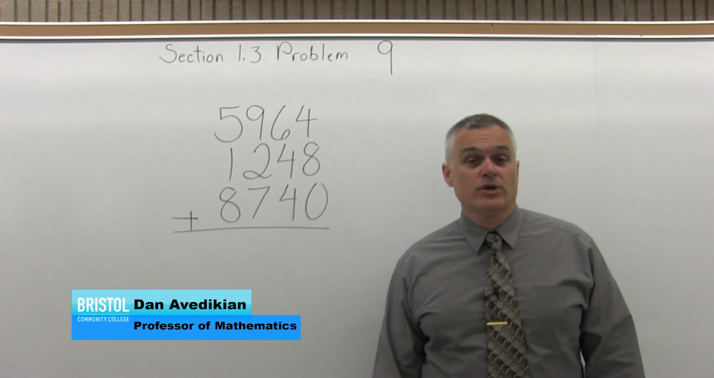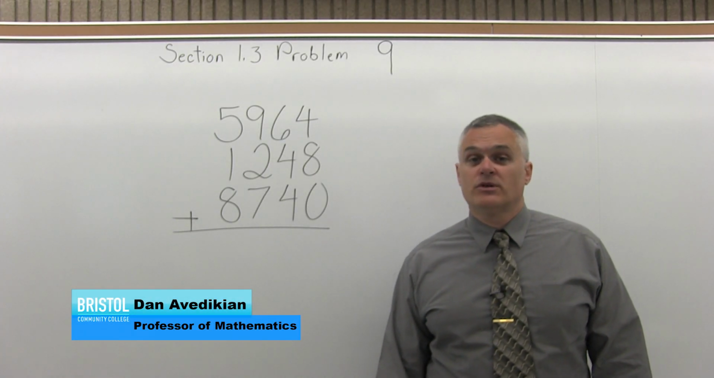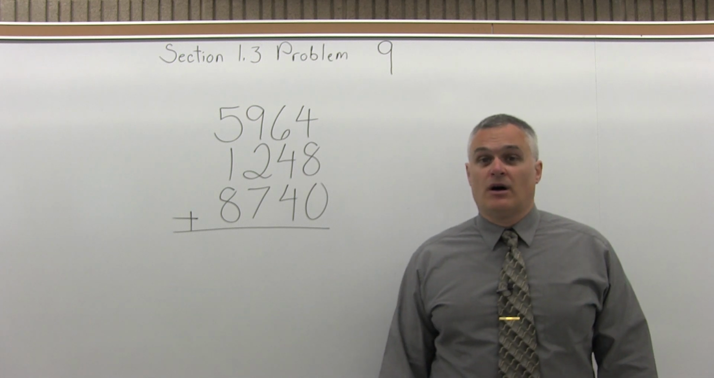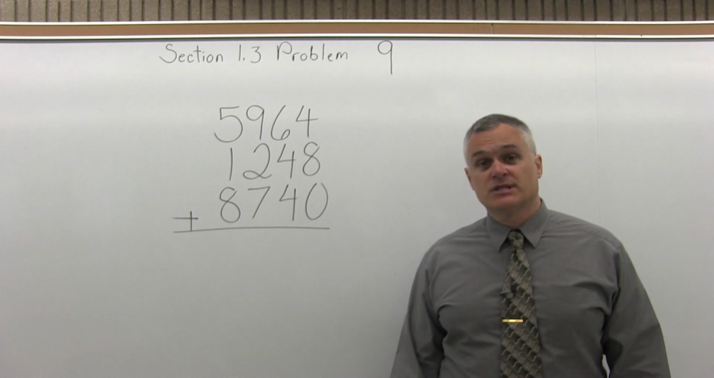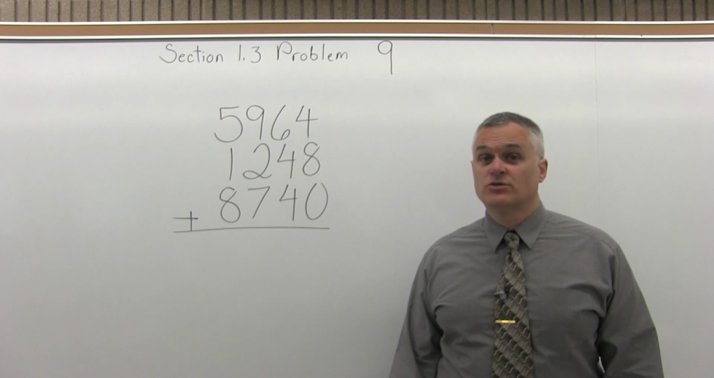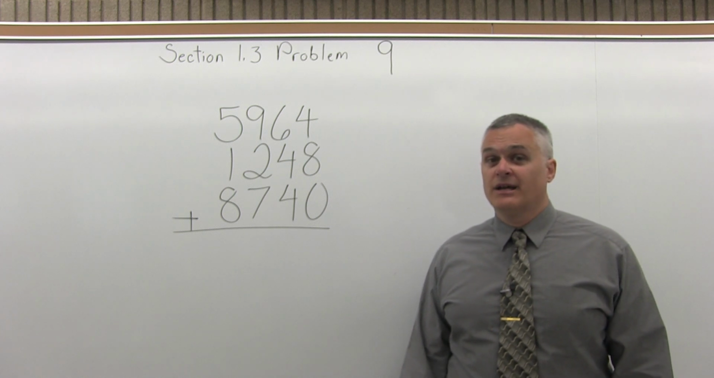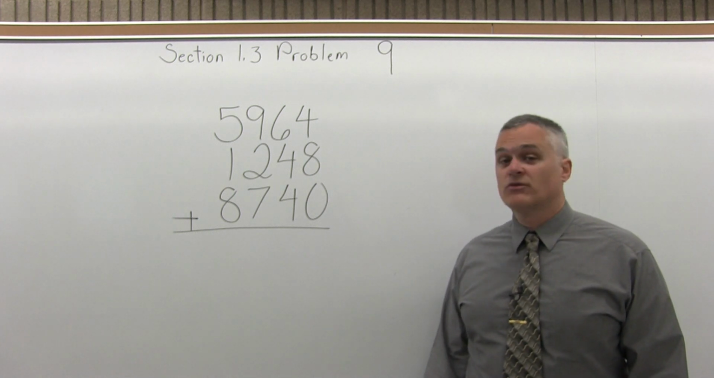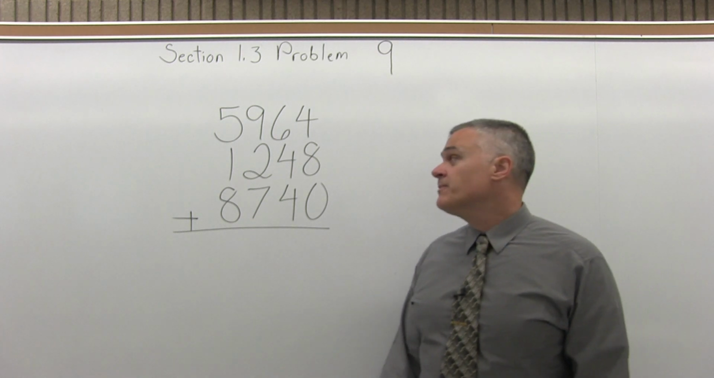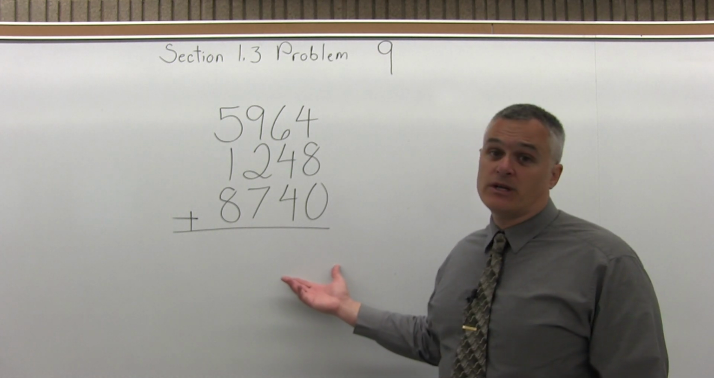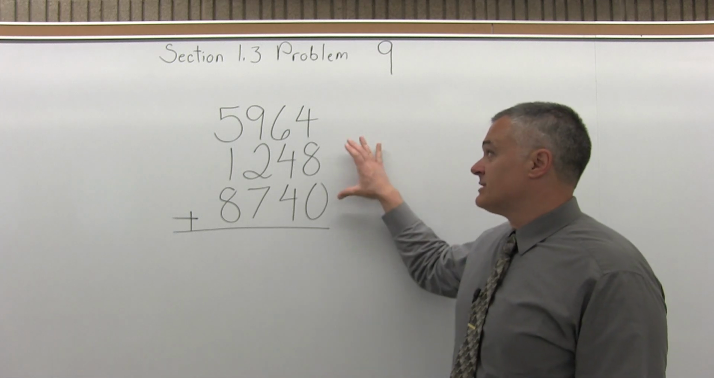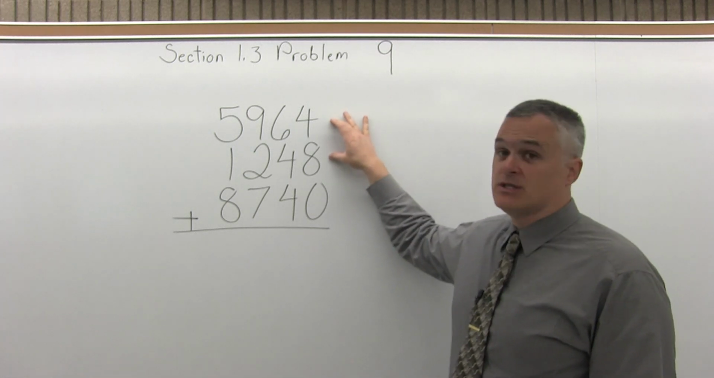This is Section 1.3, Problem 9. We have three numbers to add together: 5,964, 1,248, and 8,740. So, it's written in a format where we are ready to start adding together. I will start in the far right column and add the digits in that column.